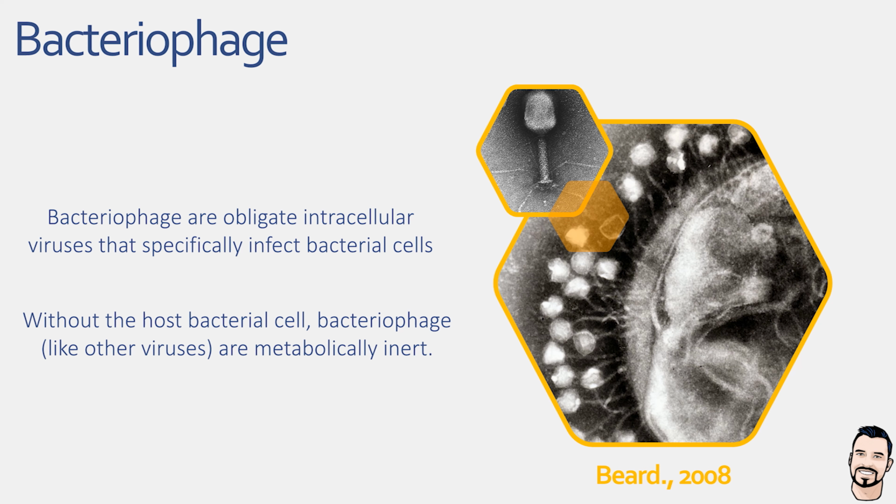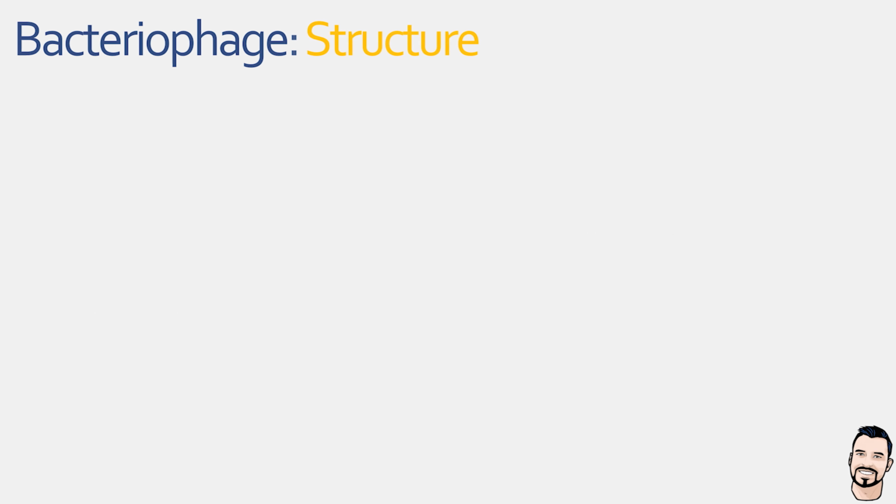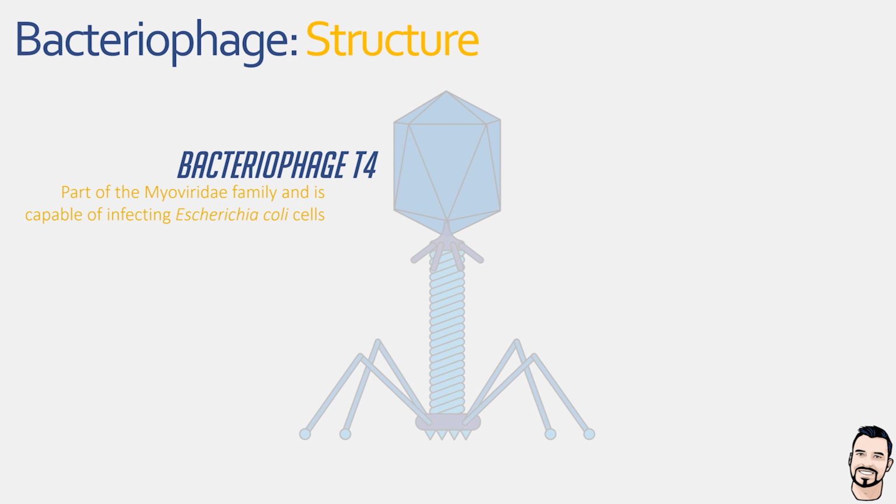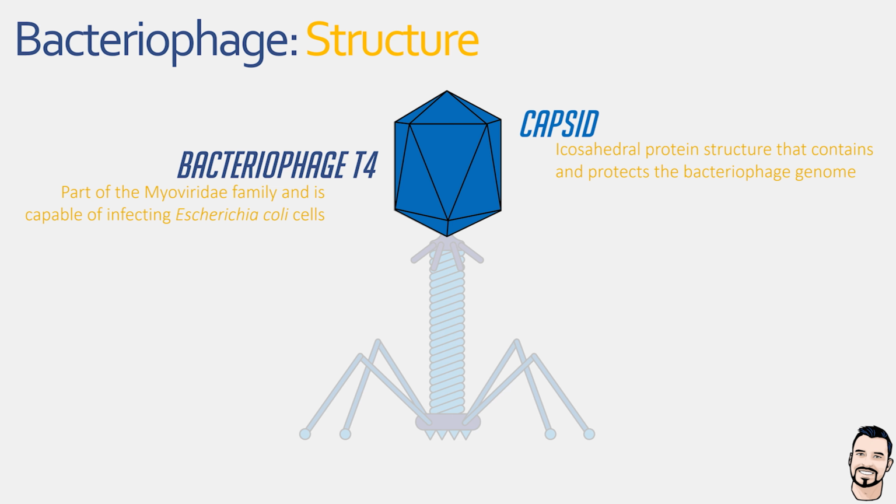So before we move on and look at how bacteriophage replicate, let's look at their structure, which as you can see from the pictures taken with an electron microscope is highly complex. On this slide, we're going to particularly look at the structure of bacteriophage T4, which forms part of the Myoviridae virus family, which are capable of infecting Escherichia coli. If we start at the top with the most important aspect of the bacteriophage, we have the capsid. This is a proteinaceous structure that contains the bacteriophage genome, which contains all of the genes required for the production and dispersal of progeny bacteriophage.